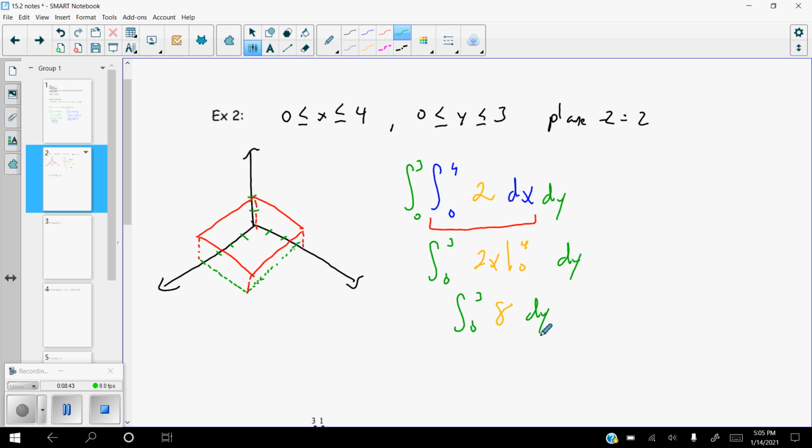So then if I take the antiderivative with respect to y, I get 8y from 0 to 3. And then evaluating that, plugging in 3, you get 24. Plugging in 0, we get nothing. So 24. And that, again, should make sense. Because really what we were finding was the volume of that box, that rectangular prism, which would have been length times width times height. 4 times 3 times 2 is indeed 24. So it does make sense. It works. Good, easy example to show to start with. Obviously, they're not all going to be that easy.